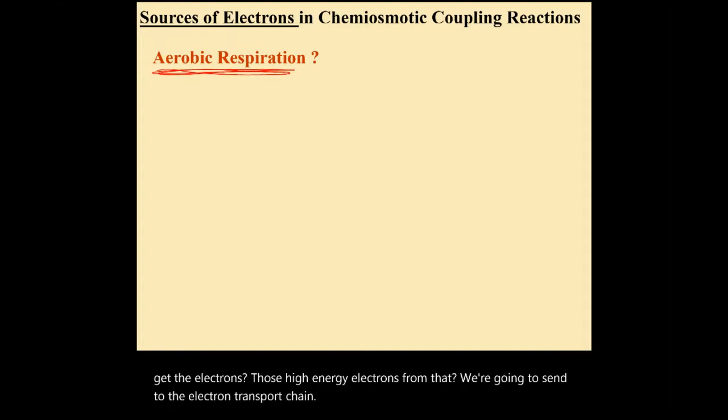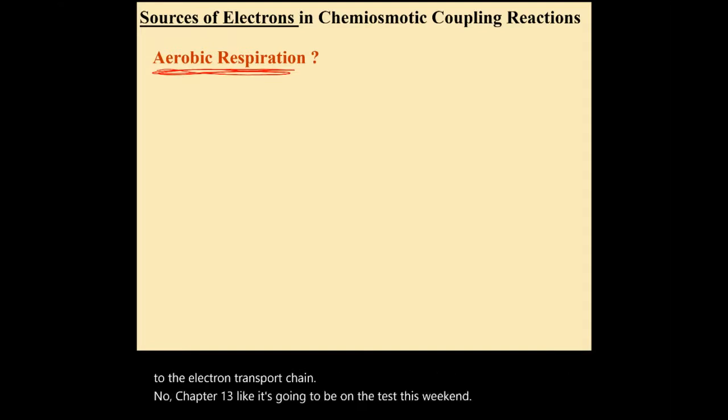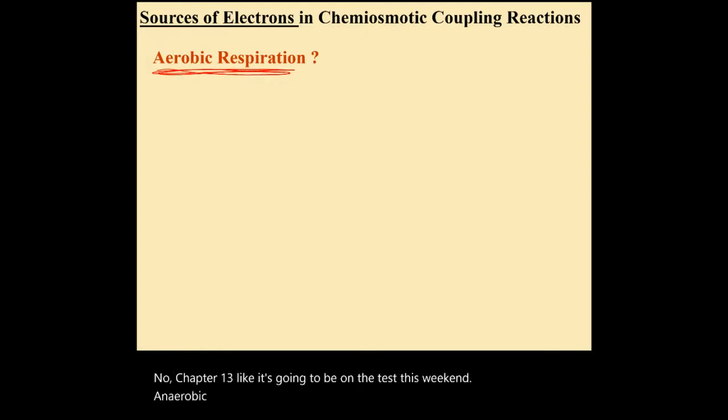Chapter 13 is going to be on the test this weekend. In aerobic respiration, we know we have to have high energy electrons that are generated and go to the electron transport chain. So what is the source? Where do those high energy electrons originally come from?